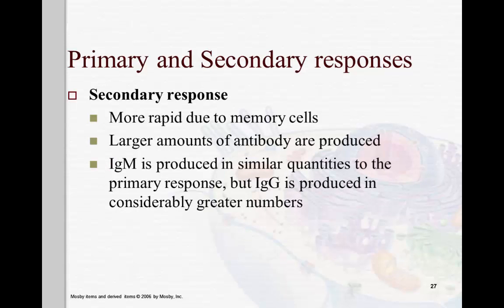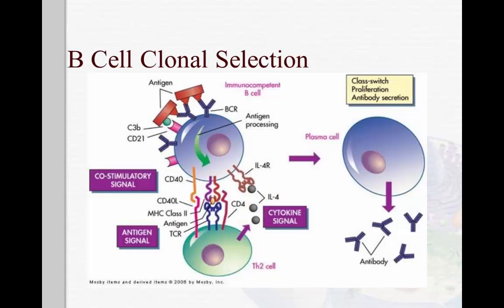Then again, the secondary response, yes, it is more rapid because the immune system has created memory. There is a larger amount of antibodies that are released, and even though IgM is produced, it's produced in a very small quantity. Here is where IgG is produced in high amounts and signifies, again, prior exposure or chronic condition.